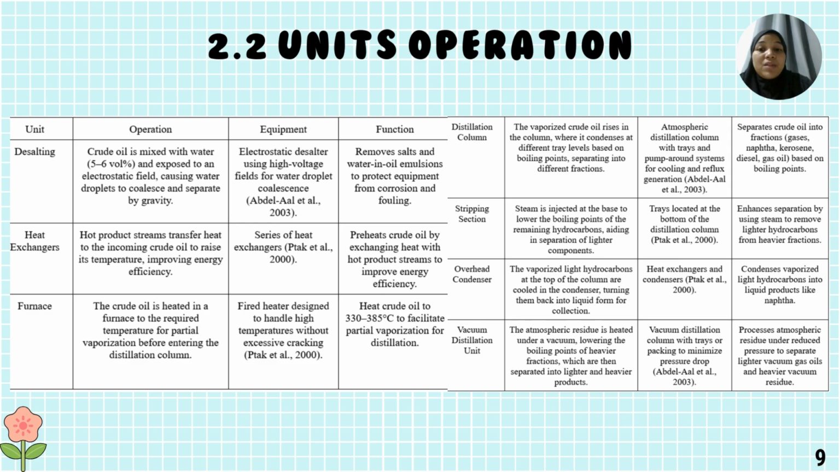Units operation. For desalting, crude oil is mixed with water and exposed to an electrostatic field, causing water droplets to coalesce and separate by gravity. So the function is to remove salt and water in oil emulsion. And then the heat exchanger, where hot product streams transfer heat to the incoming crude oil to improve energy efficiency. So the equipment is a series of heat exchangers.